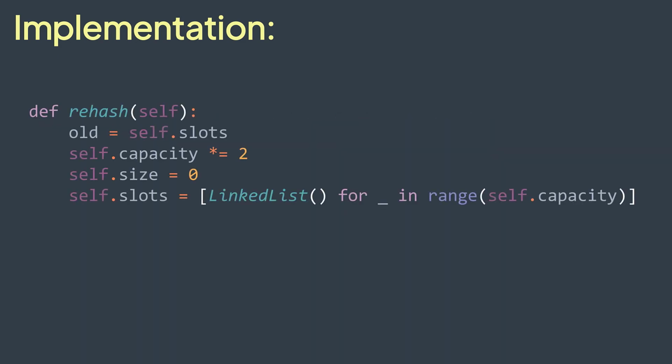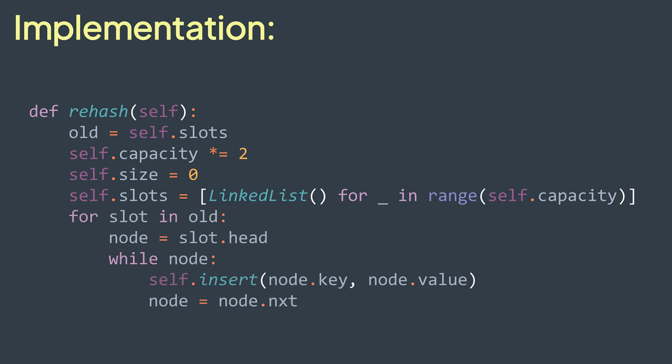For rehashing, we save the old slots, we multiply the capacity by 2, we reset size, and we create a new array of slots with a new capacity. But it's empty. We need to insert elements stored previously. This is why we traverse the old slots, and for each node in the slot, we insert that key value pair in the new array of slots.